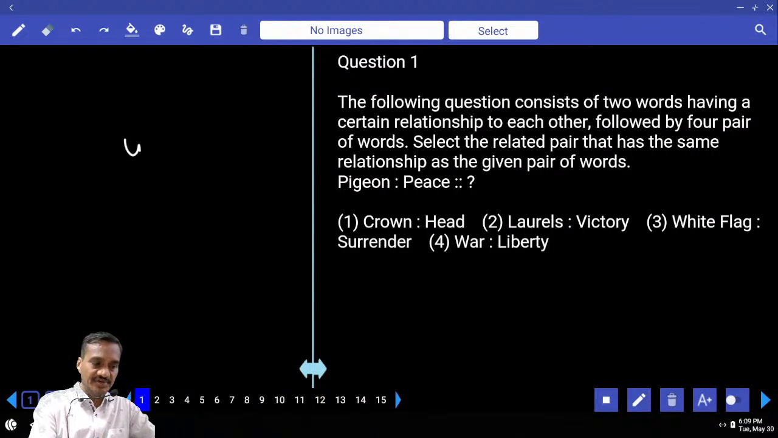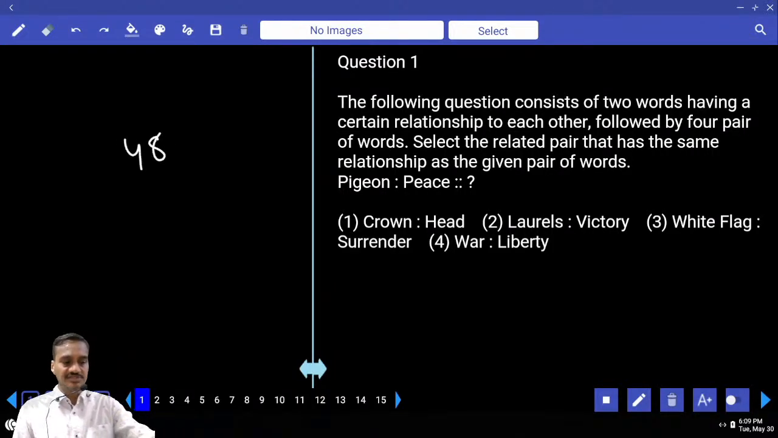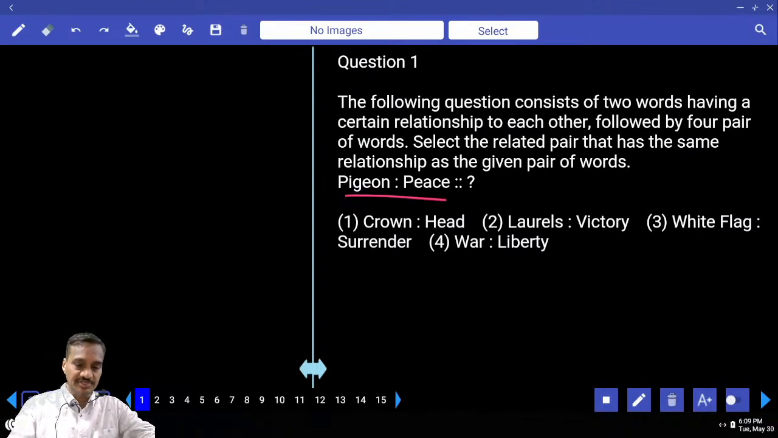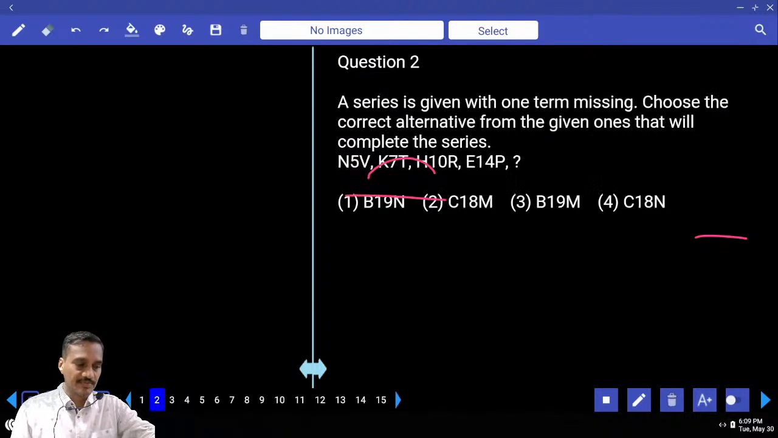Now, paper number 48, SSC CGL Tier 1. In question number 1, pigeon and peace. How are these two related to each other? The pigeon stands for peace, and similarly, a white flag stands for surrender. That is choice 3, question number 1.